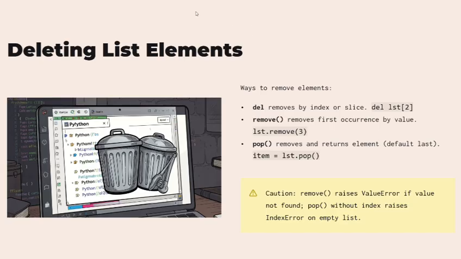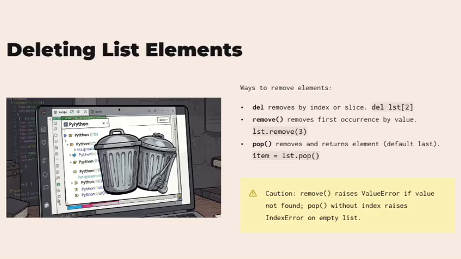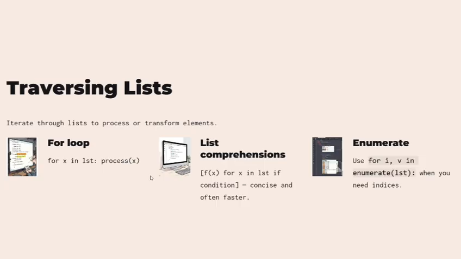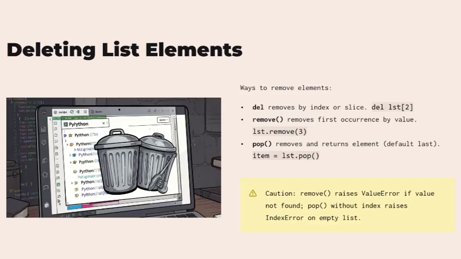The del statement removes an element using its index. For example, numbers = [10, 20, 30], del numbers[1]. So now it will be [10, 30] because the element at index 1 is deleted. I hope you guys have understood this. It's very easy. Deleting means delete, so it will remove an element using its index.